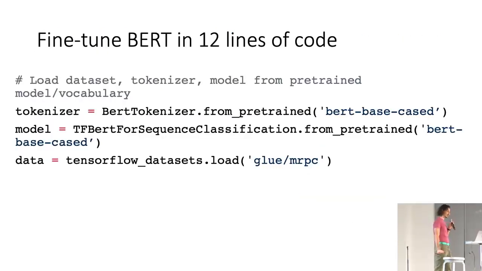Here's how to fine-tune a BERT model in just 12 lines of code. You just pick what kind of BERT you want. The base model that's paying attention to upper and lower case. You get the tokenizer to convert your string into tokens. You download the pre-trained model in one line of code. Pick your data set for your own problem.